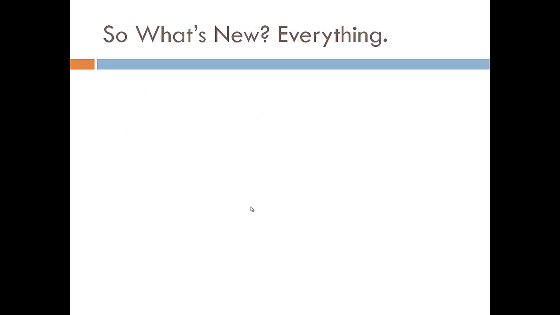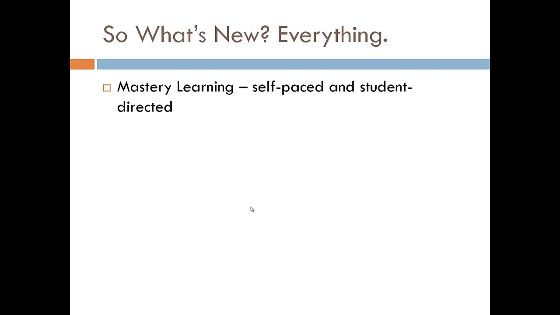So what's really different about this? A lot. Everything. First of all, and the biggest difference, is that we're switching to something called mastery learning. Mastery learning is an educational philosophy that is student-directed instead of teacher-directed. The students take control of their education. They sort of set the pace for how they're going to move through the material, and they make a lot of choices about the kinds of activities that they're going to do as they learn the material.